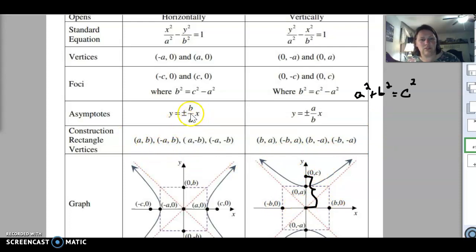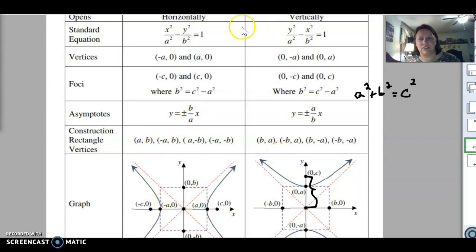And then your asymptotes, just like we talked about here, if this was a horizontal hyperbola and opened to the left and right, your x-axis is your transverse axis. Then you're going to have plus or minus b over a for your slope. So y equals plus or minus b over a.